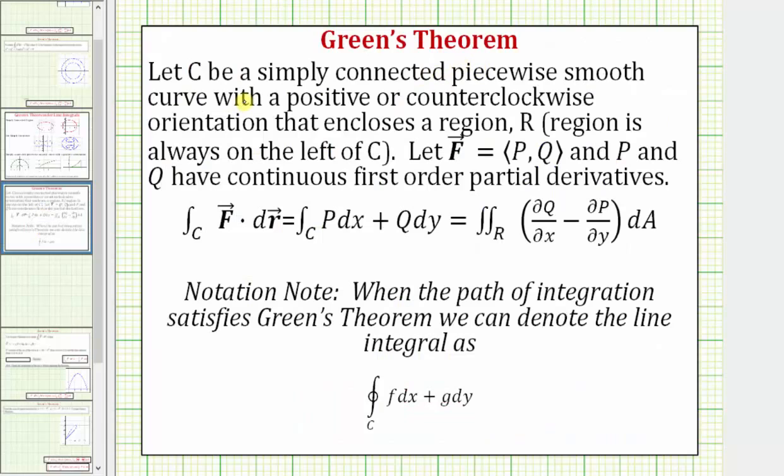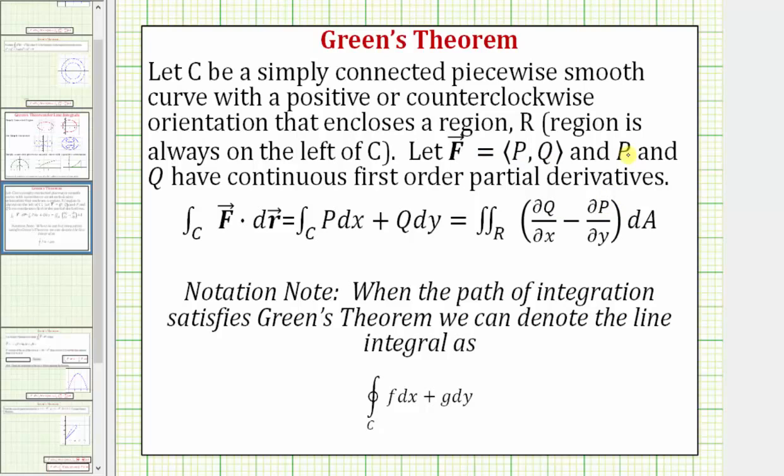Green's theorem states that if we let C be a simply connected, piecewise smooth curve with a positive or counterclockwise orientation that encloses a region R, so if the curve C has a positive or counterclockwise orientation, the region R is always going to be to the left of the curve, and we let the vector field F have components P, Q, where P and Q have continuous first-order partial derivatives, then the line integral along the curve C of F dot dr, or the line integral in differential form, is equal to the double integral over the region R of the partial of Q with respect to x minus the partial of P with respect to y dA, where again Q is the y component of F and P is the x component of F.